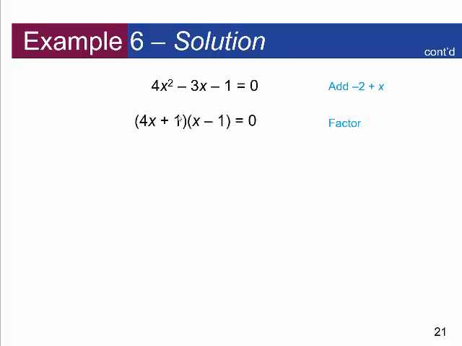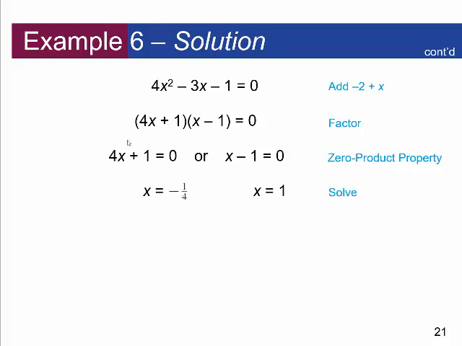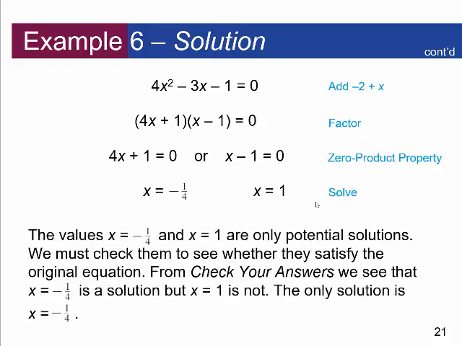4x plus 1 times x minus 1. So we just use our zero product property, excuse me. So we have 4x plus 1 is equal to 0, or x minus 1 is equal to 0. So one solution here is x is equal to negative 1/4. Another solution is x is equal to 1. And these values here are only potential solutions. Again, you must check to see whether they work out, all right, and satisfy the original equation.